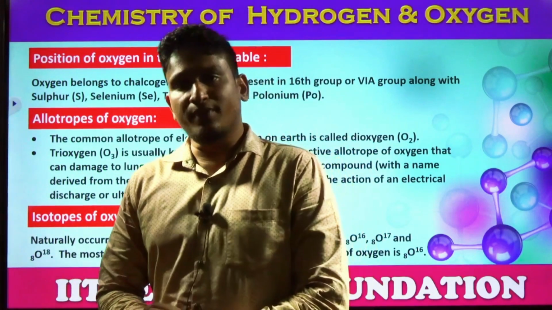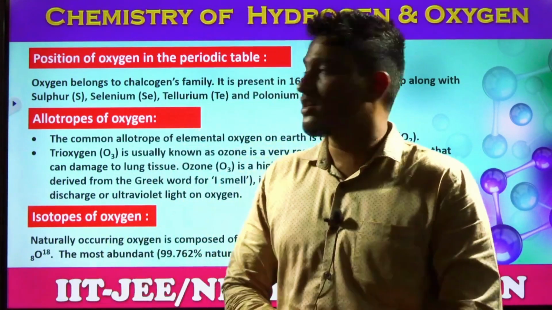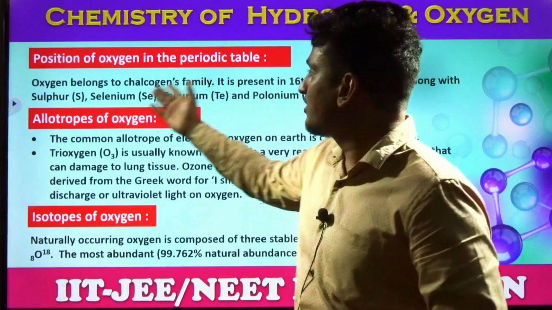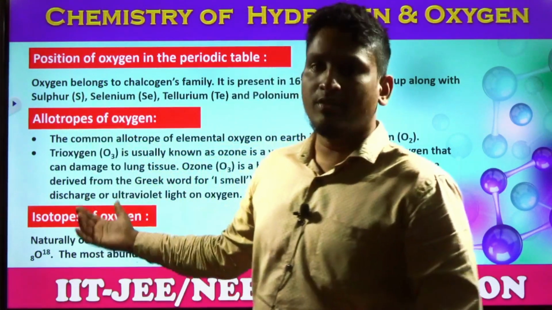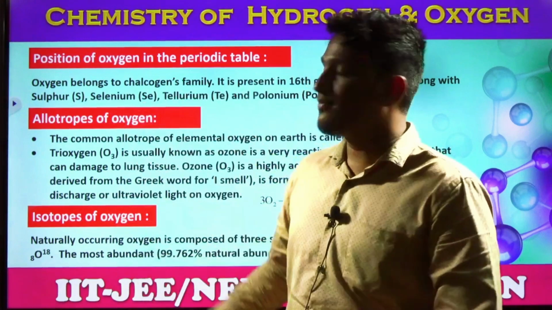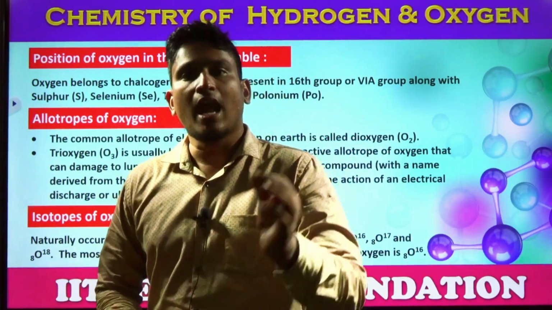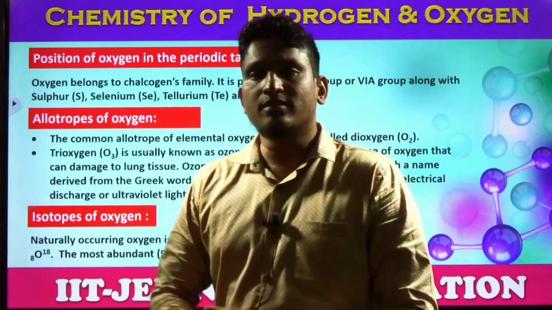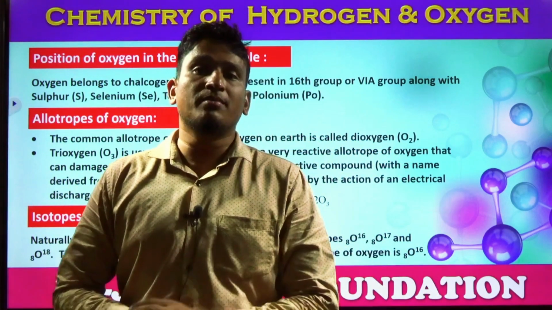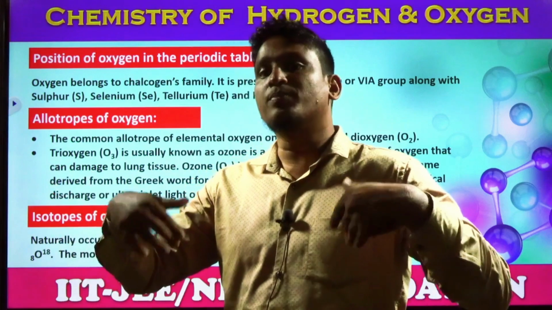The oxygen family belongs to the 16th group, students, along with other elements like sulfur, selenium, tellurium, polonium, and this oxygen family is also called chalcogens. Chalcogens, right? Chalc means copper, gen means generators. These group elements generate copper. They are the copper producers.